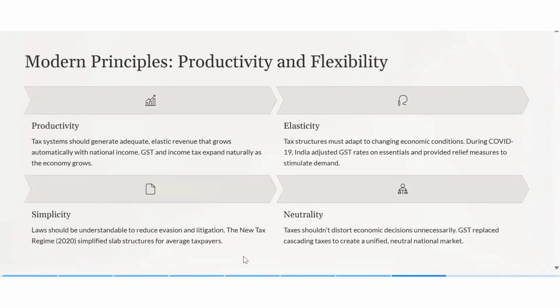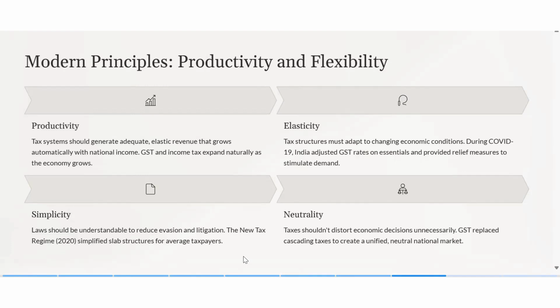Now coming to modern principles of taxation in India, productivity and flexibility happen to be the basis and foundation of incorporating modern principles. Because unless any procedure is productive, it is discouraging. So productivity is the first core modern principle when it comes to the tax regime in our country. The tax system should generate adequate, elastic revenue and grow automatically with national income. GST and income tax expand naturally as the economy grows.